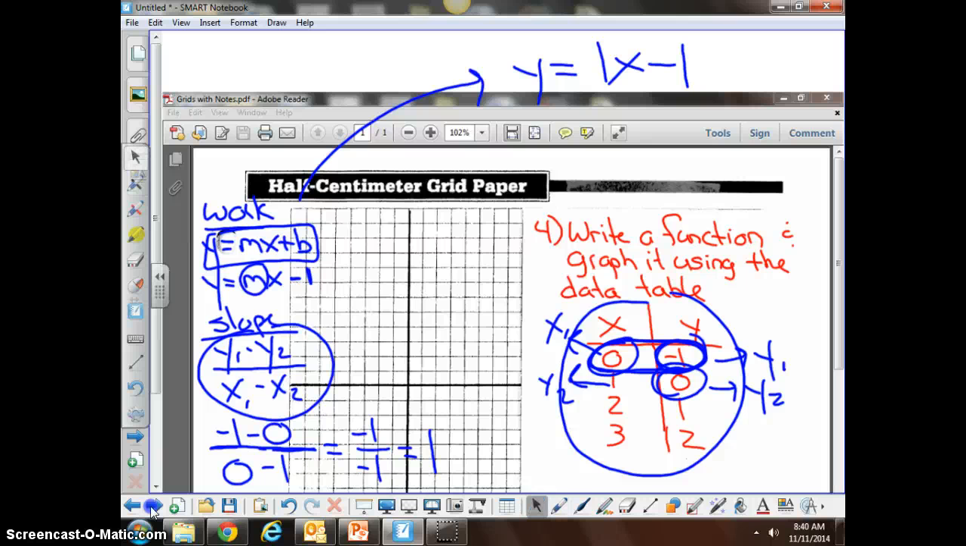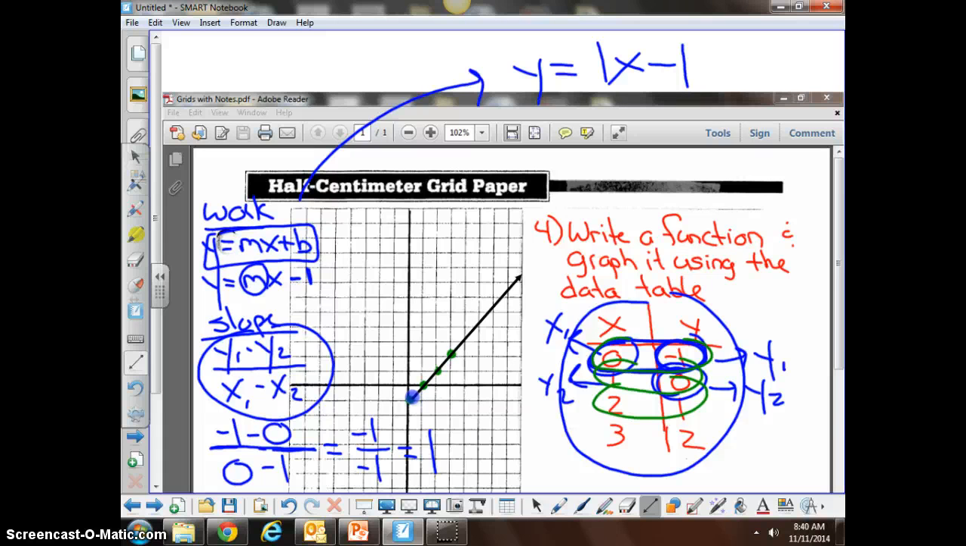And we can actually graph using our data table. We're going to start with our first ordered pair of 0 and -1. We're going to go over 0, down 1. We're going to go over 1 and up 0 for our second one. Our third one is over 2 and up 1. And our last one is 3, 2, over 3 and up 2. Okay, I definitely have a function, as you know, because of the vertical line test and the fact that my inputs all have exactly one output.